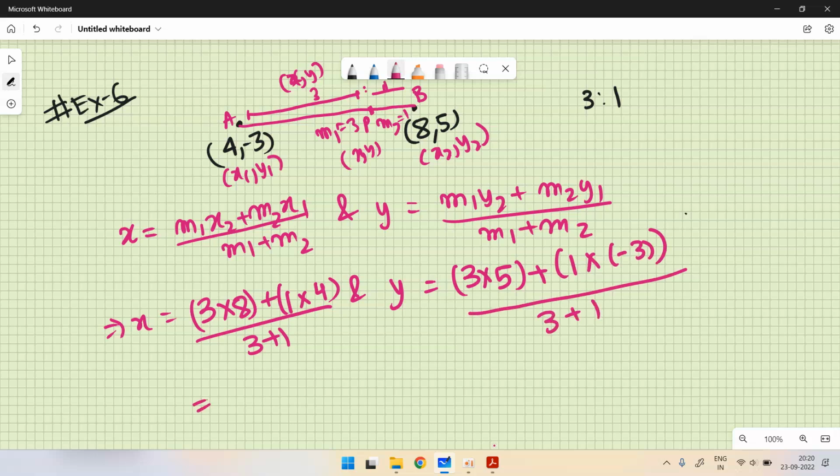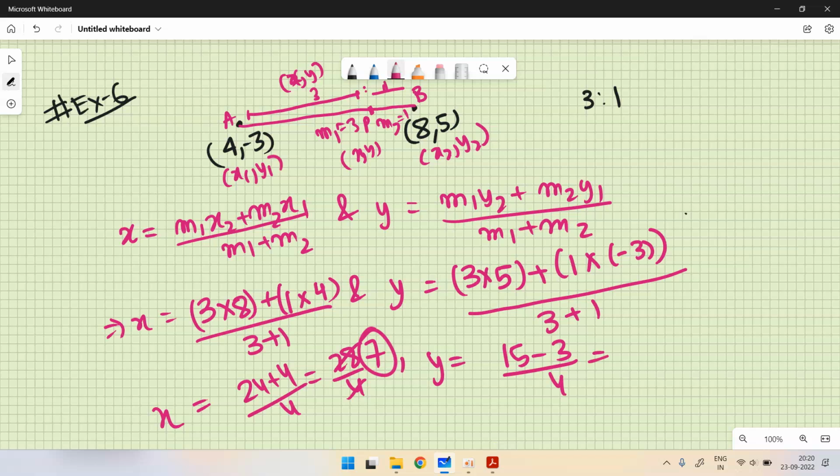Now if you expand this, 3 times 8 is 24, 24 plus 4 is 28, by 4, which is equal to 7. And y is 3 times 5 is 15, minus 3, by 4, which is 12 by 4, nothing but 3. So the coordinate of the point P is (7, 3). We divide the line segment joining AB, which is joining these two points, in the ratio 3:1 internally.